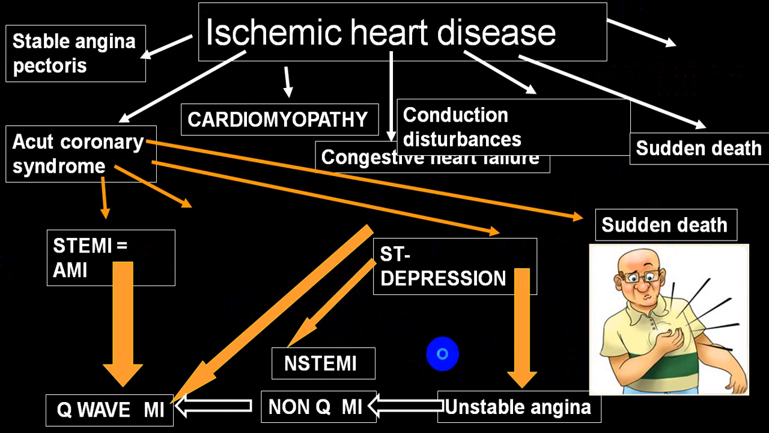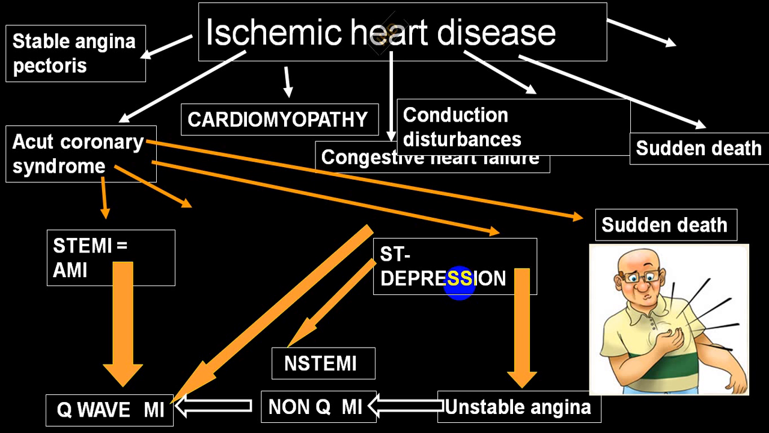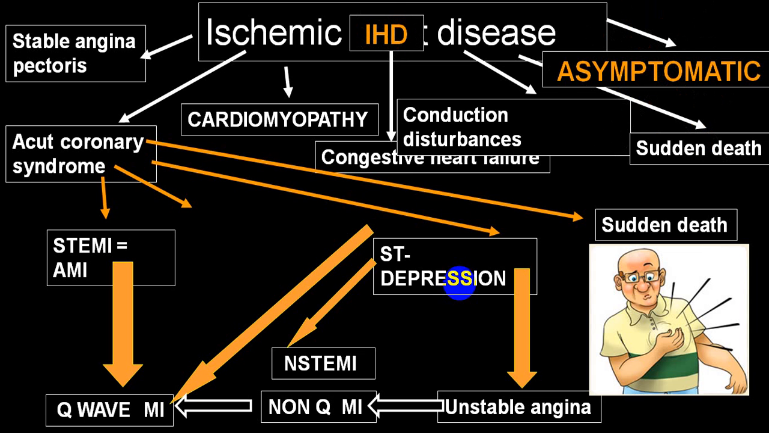Now there is one terminology being added, called MINOCA, which we have already shown you here. It means a person develops myocardial infarction, but there is no significant occlusion of a coronary artery, more than 50%. That is called MINOCA. We'll be discussing it separately.